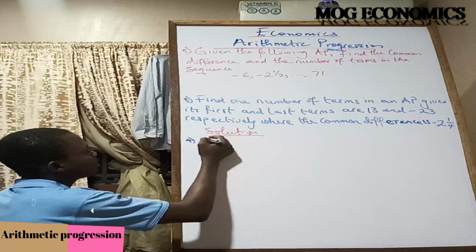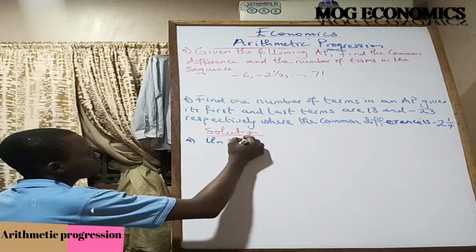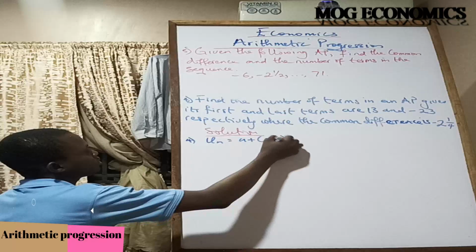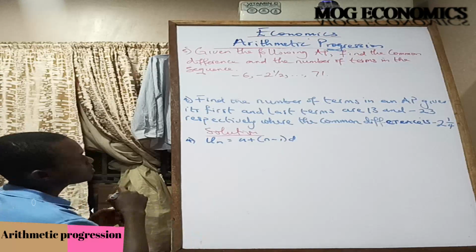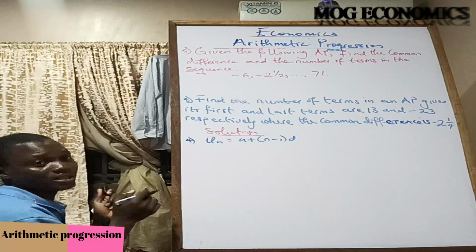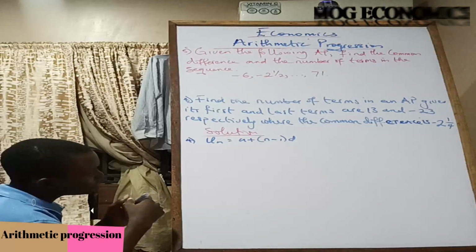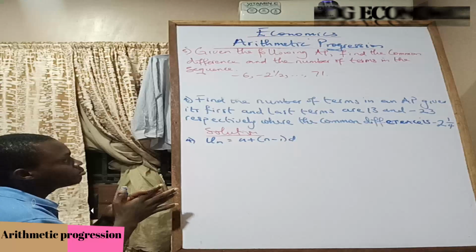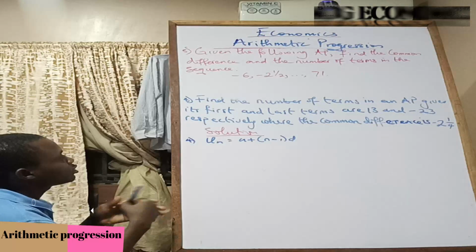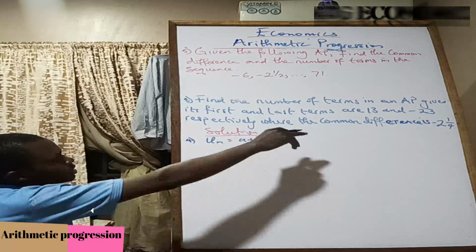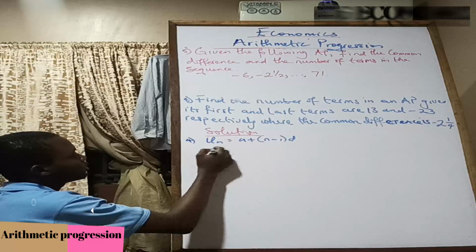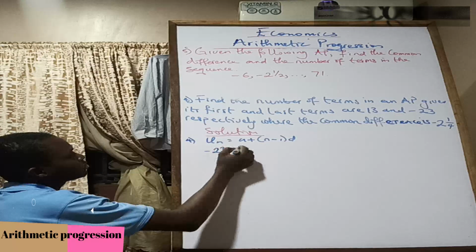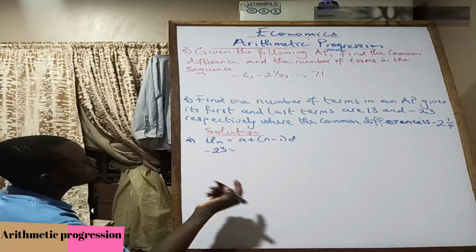So remember, Un equals A plus n minus 1 D. First and last terms are 13 and minus 23. Now it has given us our last term, right? So which is the formula we're going to use? Our last term, Un, is going to be minus 23, because our first term is 13.